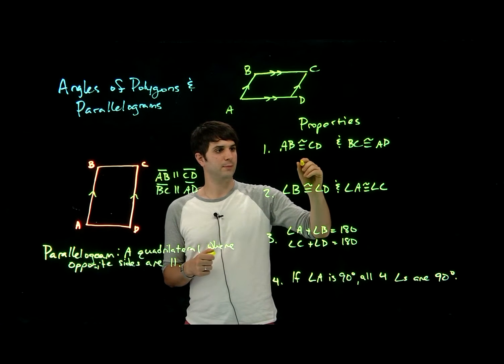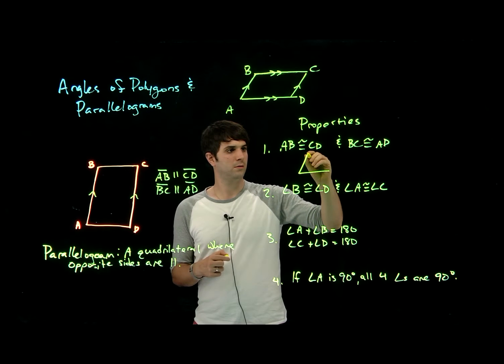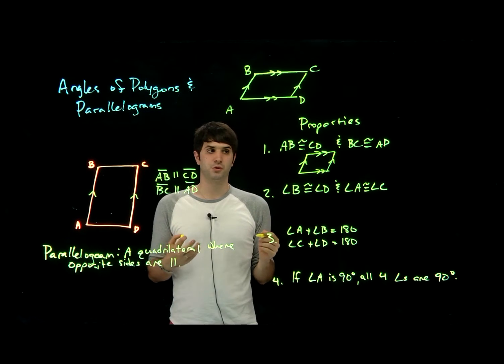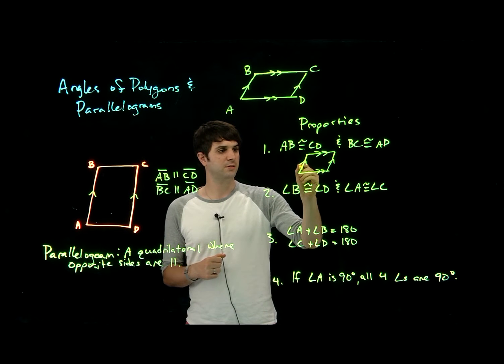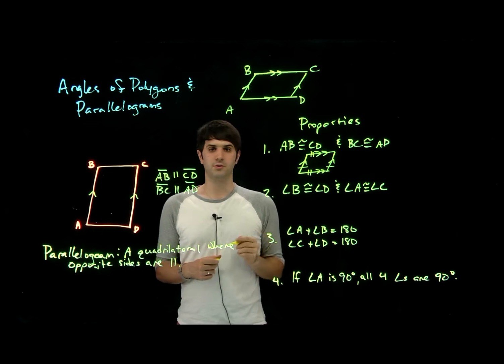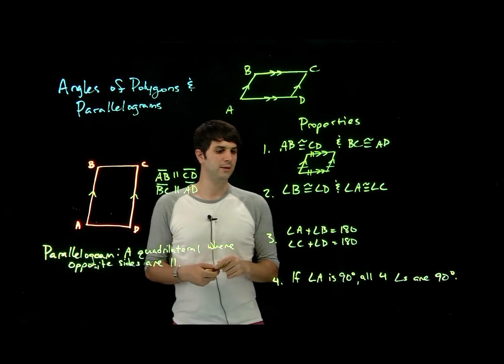So again, let me draw a parallelogram. And if it's a parallelogram, then it's a property that this side and this side are congruent, and this side and this side are congruent. So that's what it looks like in a picture. We'll, of course, go over examples in a little bit in the next video.